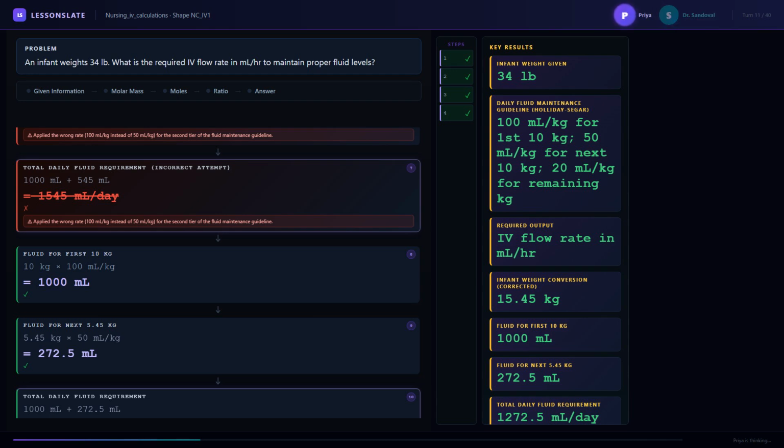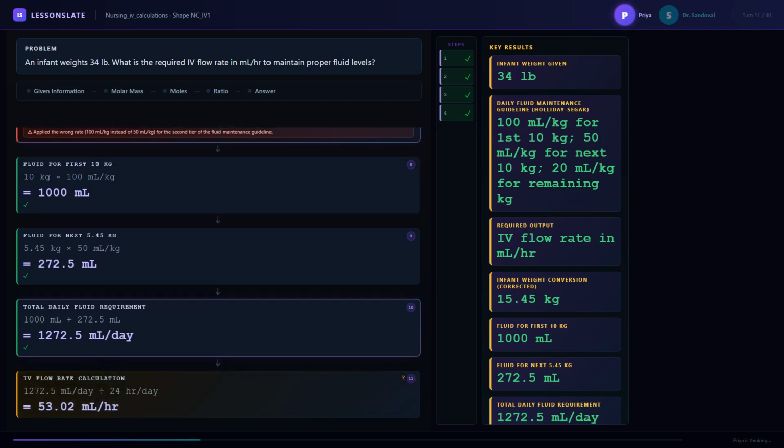Okay, so since 1,272.5 milliliters is the total for one day, and there are 24 hours in a day, I just need to divide that by 24. So, 1,272.5 milliliters divided by 24 hours would give me approximately 53.02 milliliters per hour. Does that sound right for the flow rate?